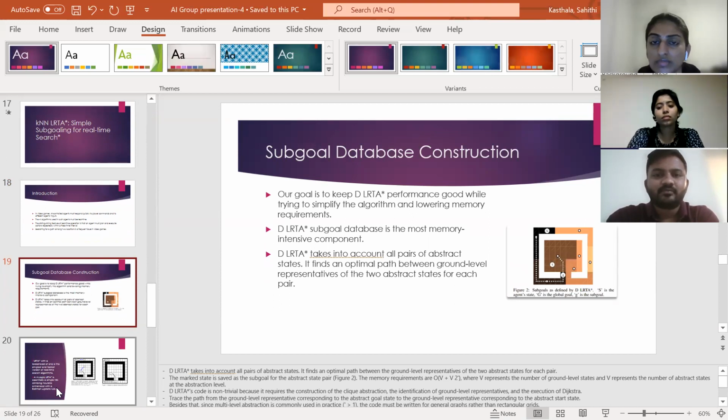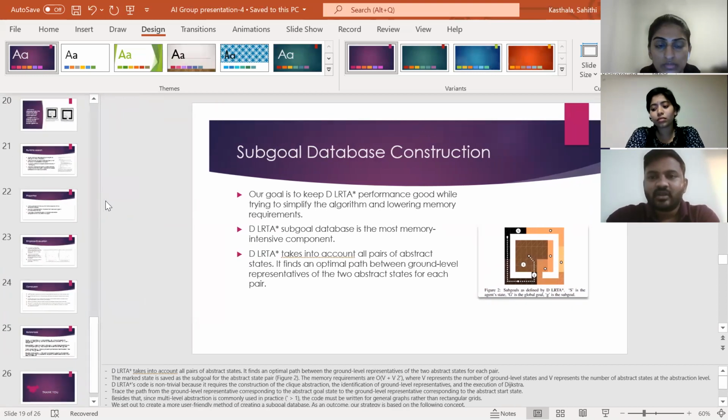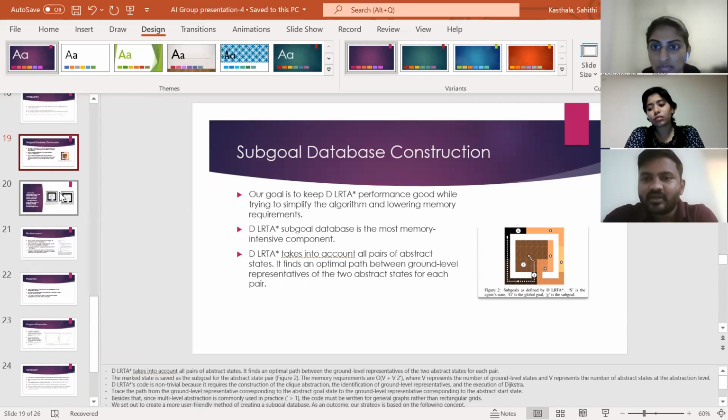Here we can see the subgoal database construction. Here the DLRTA star takes into account all pairs of abstract states, as we can see in the diagram. The subgoal is defined by the LRTA search as the agent state and the goal state. The marked state is saved as the subgoal for the abstract state pair, as we can see in the figure. The memory requirements are O of V plus V squared, where V represents the number of ground-level states and V squared represents the number of abstract states at the abstraction level. This DLRTA star code is non-trivial because it requires the construction of the clique abstraction, the identification of ground-level representation, and the execution.